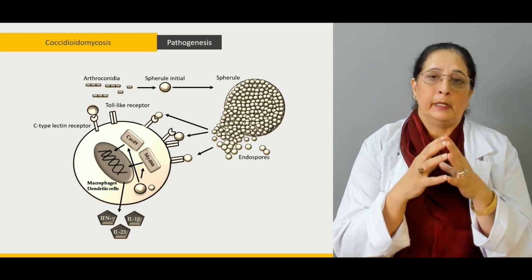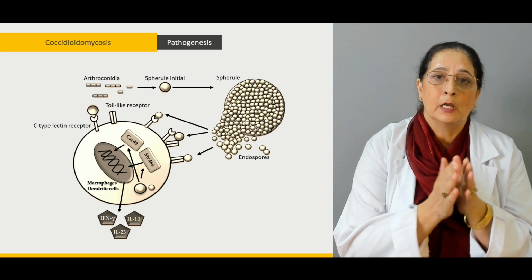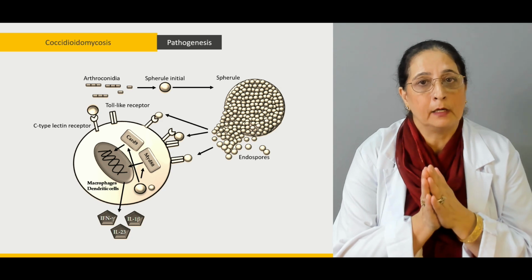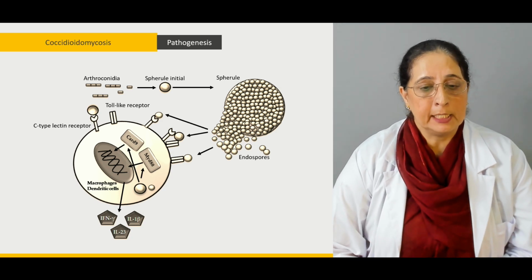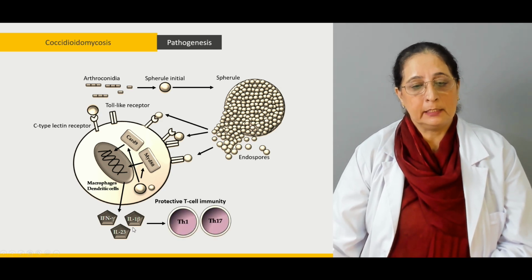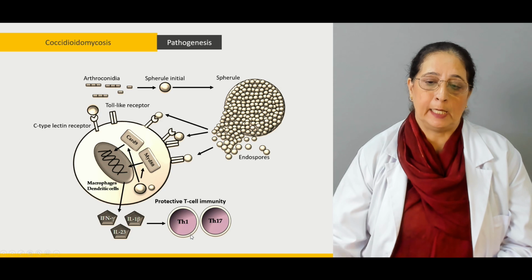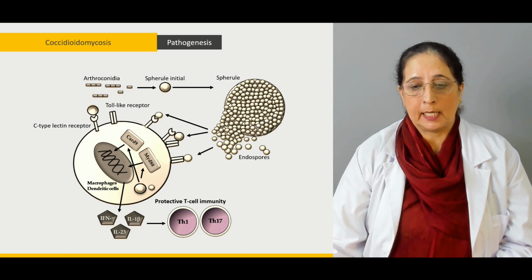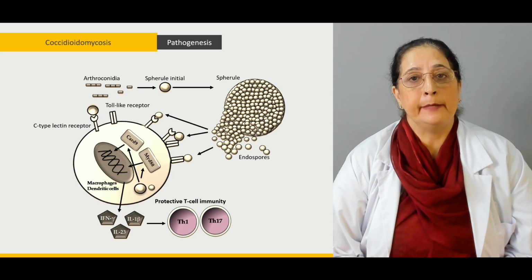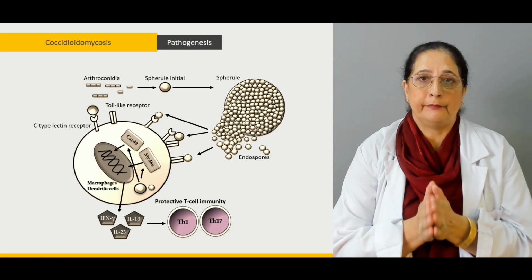Then the endospores attached to the receptors cause the release of chemical mediators like IFN gamma, interleukin 1B, and interleukin 23. Then again, these mediators cause T helper cell 1 and T helper cell 17. These are protective T cells, immunity cells, and they protect against infection and fight different infections.